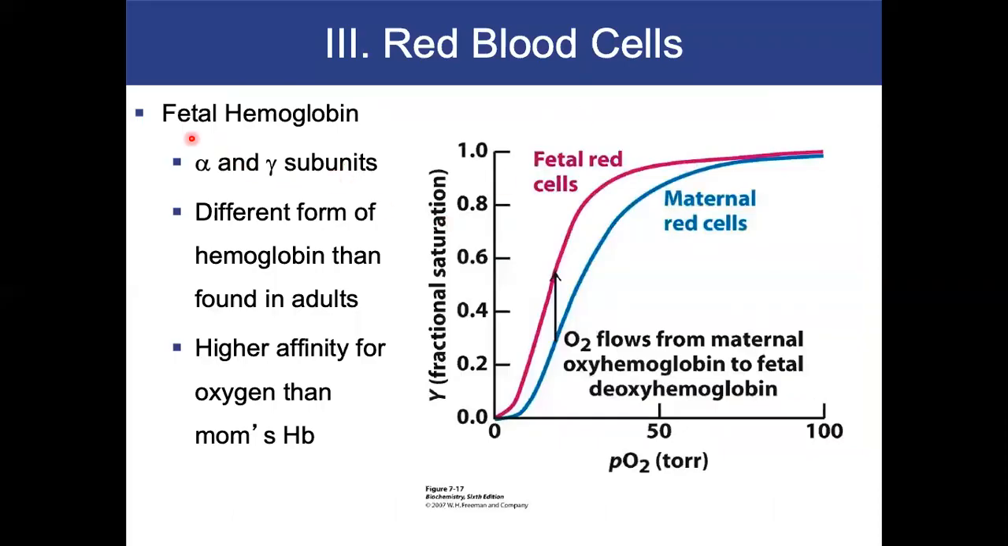Okay, so fetal hemoglobin, we talked about this. It has gamma subunits, a different form of hemoglobin than found in adults, and has a higher affinity for oxygen than mom's hemoglobin, so it's going to pull the oxygen from the placenta from the mom's side. When the fetus is born, those red blood cells get destroyed because you don't need the gamma subunits anymore, and they get replaced with adult red blood cells. So you have a lot of red blood cell destruction when the fetus is born, and that can cause the fetus to be jaundiced, and we'll talk about jaundice in a second.